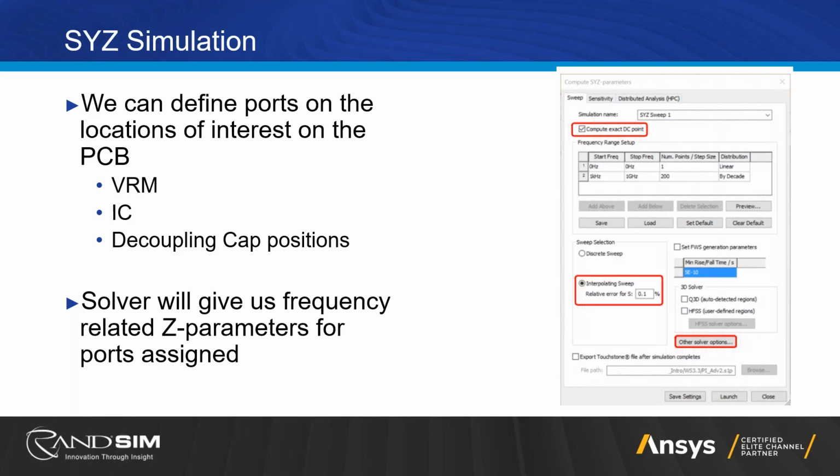Now, again, the other thing that's worth touching on here is we can include the other solver options within this, including parallel processing using HPC packs. You can really run simulations rather quickly for this SYZ extraction when you speed up with multiple cores using the HPC packs that Ansys sells.